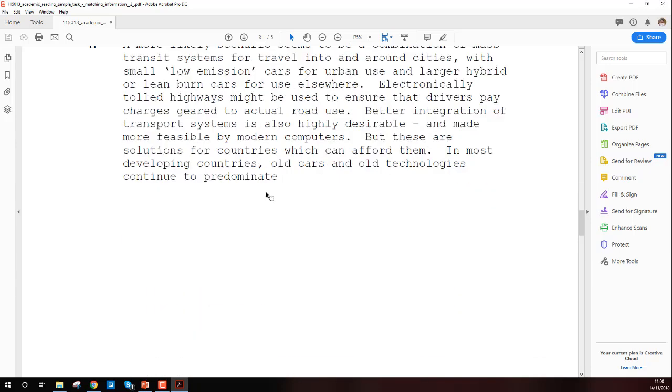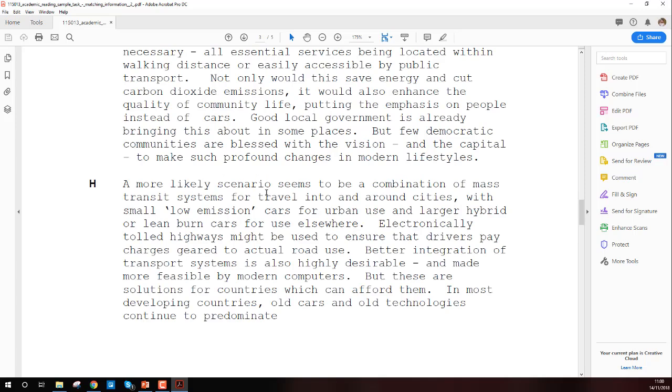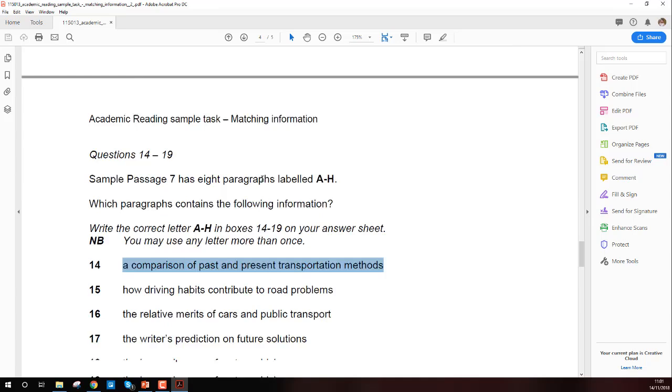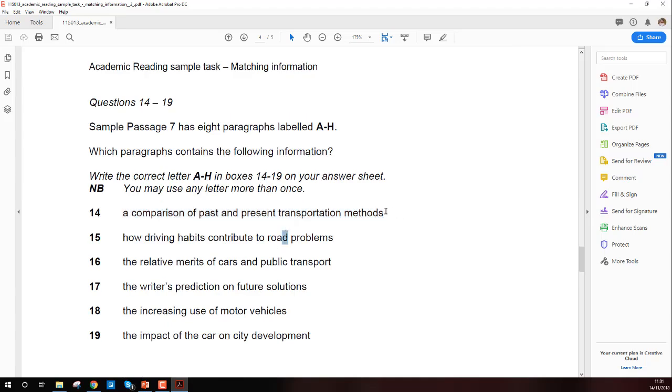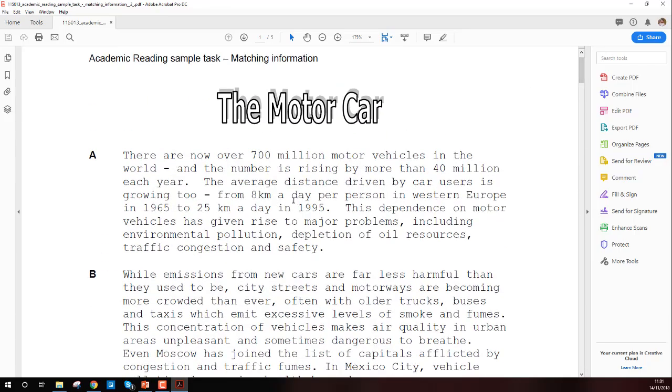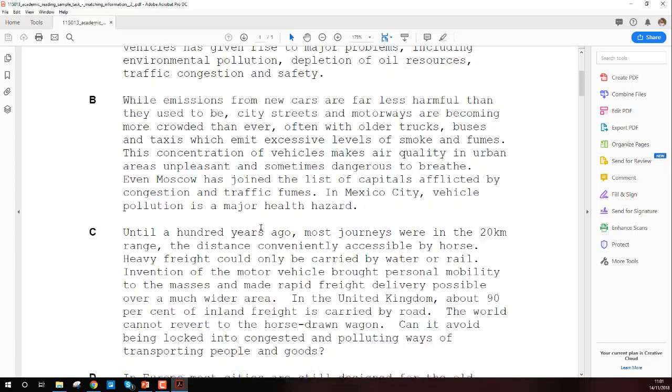Okay, so as you can see, by just skimming that really, really quickly, that's already given us an idea of where the possible answers might be. Now we need to think about things in a little bit more detail. So we need to scan now. So, comparison of past and present transportation methods. 100 years ago.